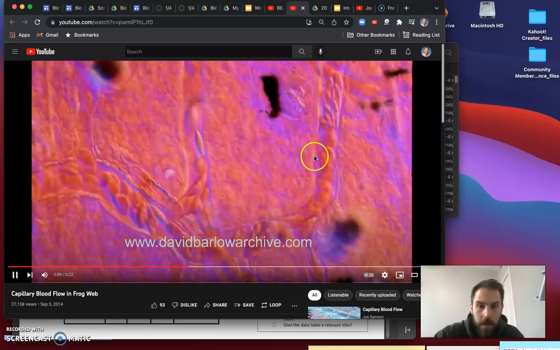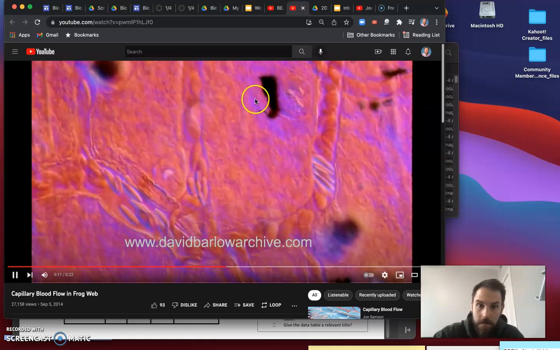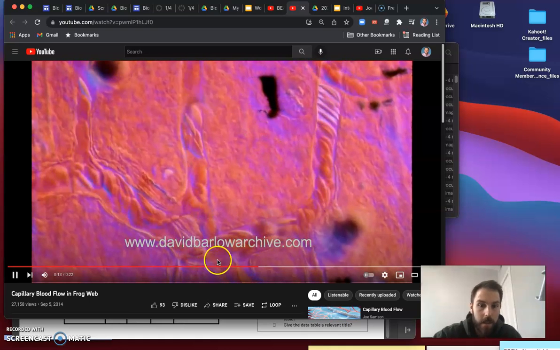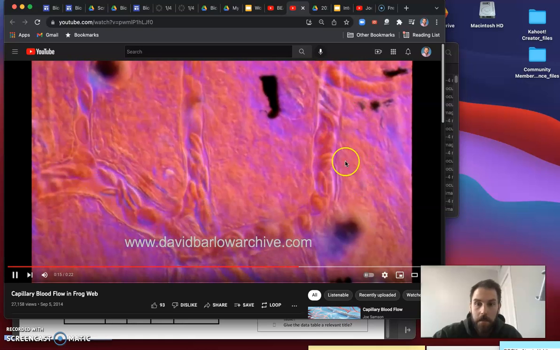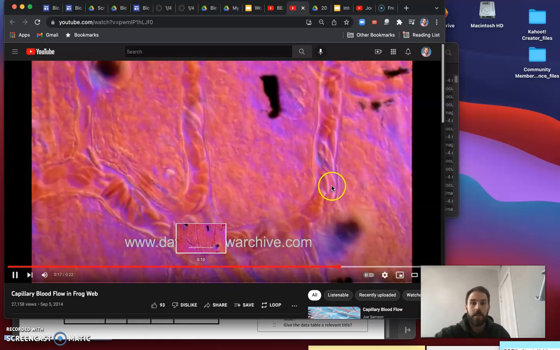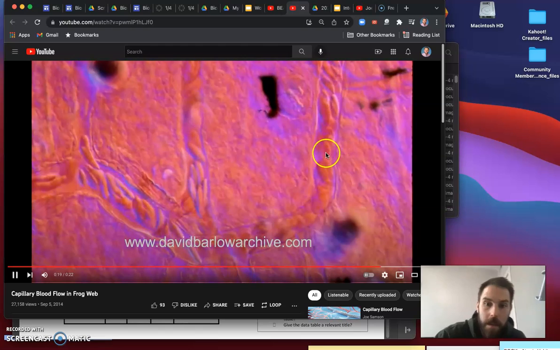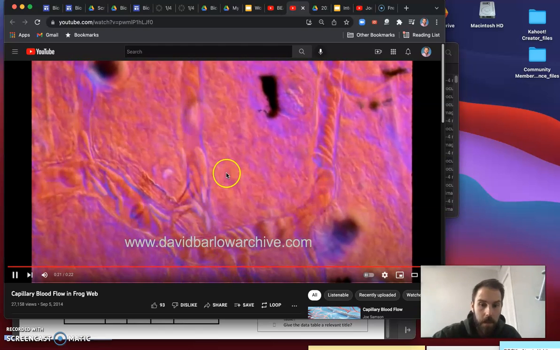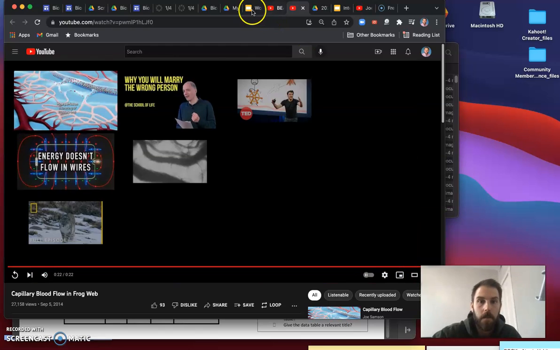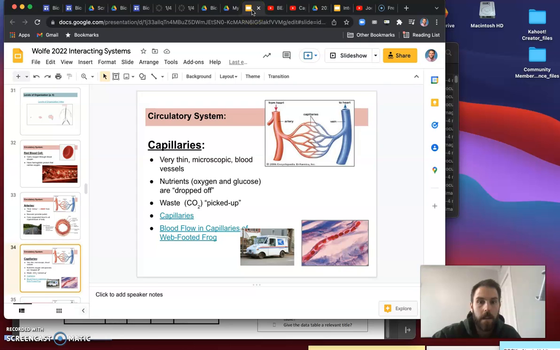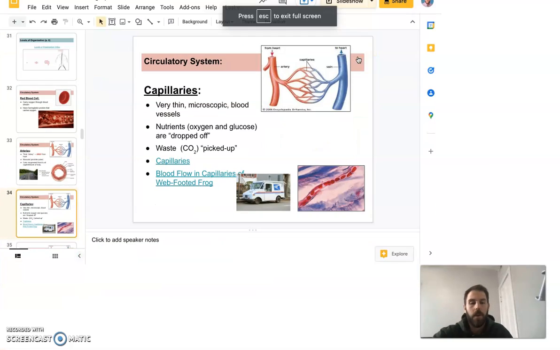You can see the red blood cells going through. Here are the foot skin cells next to the capillaries. And even though you can't see it, this is where oxygen is getting dropped off to those cells and carbon dioxide is getting picked up by those capillaries. All right. So we'll head back to our slides right here.